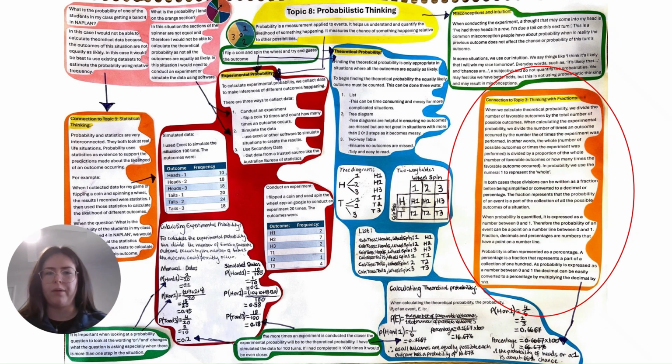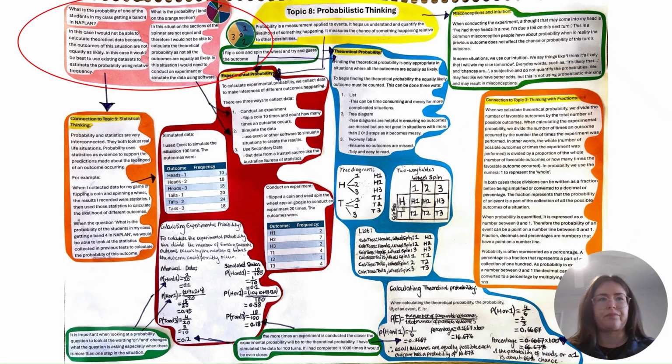When probability is quantified, it is expressed as a number between 0 and 1, and can therefore be a point on a number line between 0 and 1. Fractions and decimals and percentages are numbers that have a point on a number line. Probability is often represented as a percentage. A percentage is a fraction that represents a part of a collection of 100. As probability is expressed as a number between 0 and 1, the decimal can be easily converted to a percentage by multiplying the decimal by 100, as you can see here in my example.